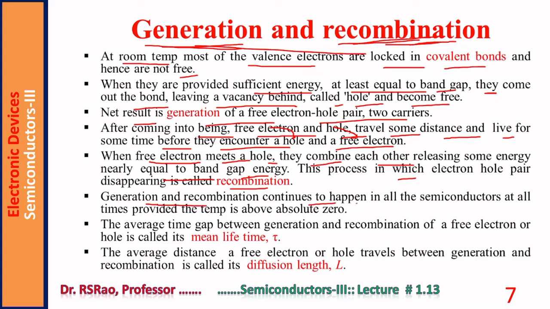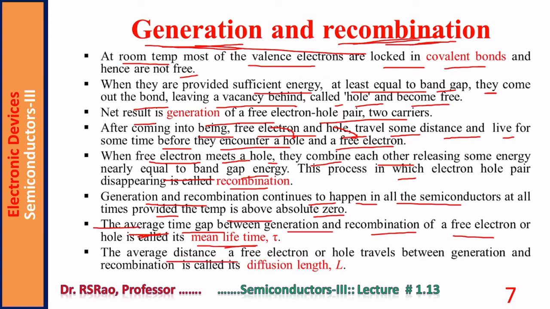Generation and recombination continues to happen in all semiconductors at all times, provided temperature is above absolute zero. The average time gap between generation and recombination of a free electron or hole is called mean lifetime. Individual electrons or individual holes have different lifetimes. Individual lifetimes are not that important, but average lifetimes are important. The average lifetime of electrons is different from the average lifetime of holes, and average lifetimes also change from material to material.